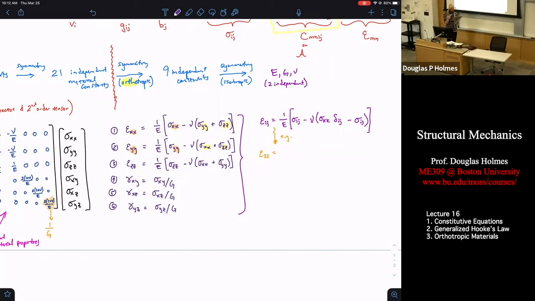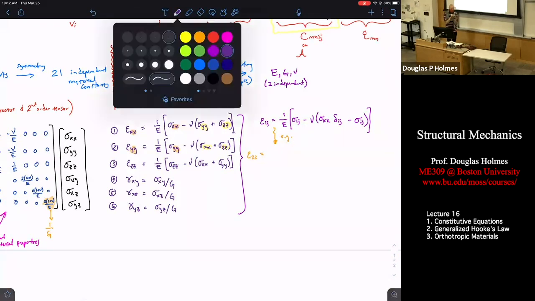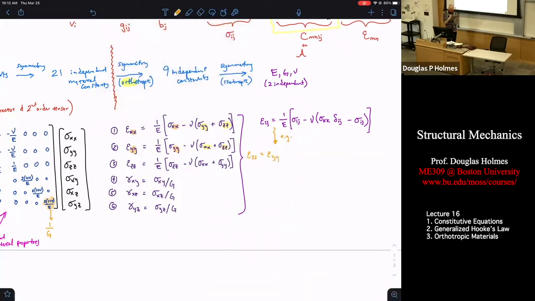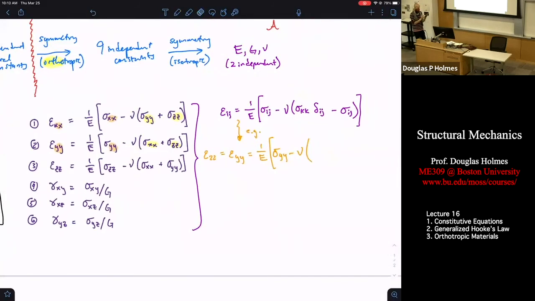Sigma ij, sigma 22, that means what? That means sigma yy. Now the first part of this is easy. It means wherever you see an I, replace it with a Y. Whenever you see a J, replace it with a Y. That becomes sigma yy minus nu. Now this is the weird one. And I think I'm going to run out of room. So I'm going to rewrite this all a hair smaller just so I have enough room to fit it on one line. Sorry, it's going to be rewritten the same way. So your notes should be okay.